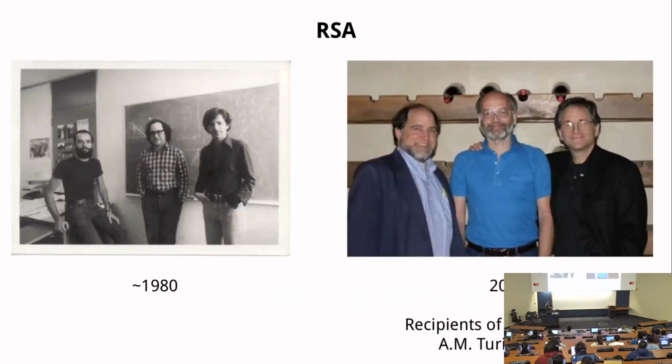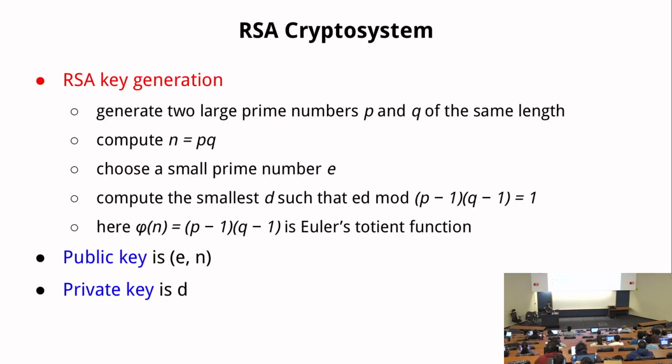So this is a picture of those three gentlemen back in the 80s, and they also got a Turing Award for this 20 years ago. Okay, so you remember Diffie-Hellman got their Turing Award maybe in 2015? Yeah. So after the RSA. But RSA was inspired by Diffie-Hellman. Okay, so let's see how this actually works.